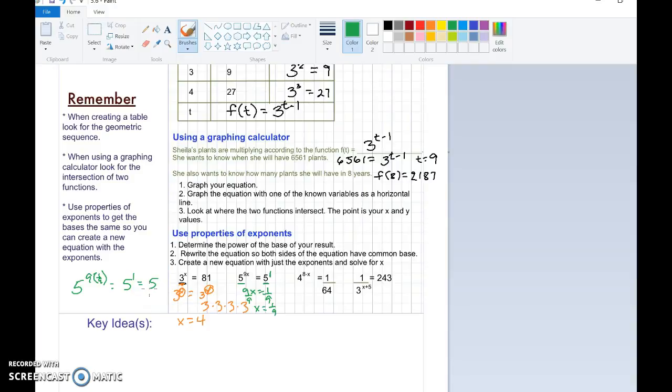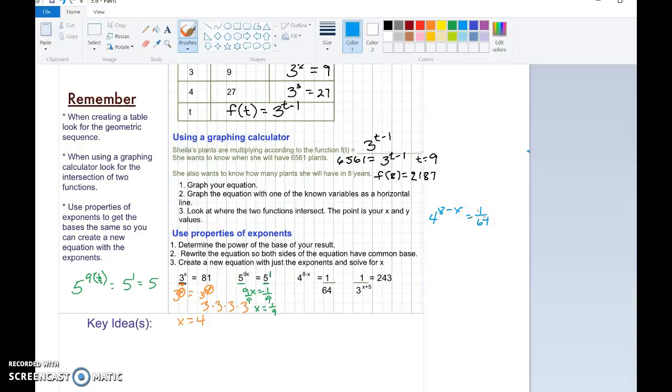Let's do the next one. It's a little bit trickier. So now we have, let me try a different color, 4 to the 8 minus x power equals 1/64. And I'm going to need a little bit of paper. So I'm going to write over here 4 to the 8 minus x equals 1/64.